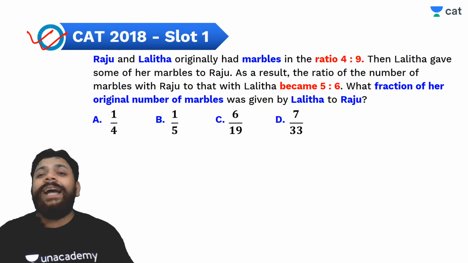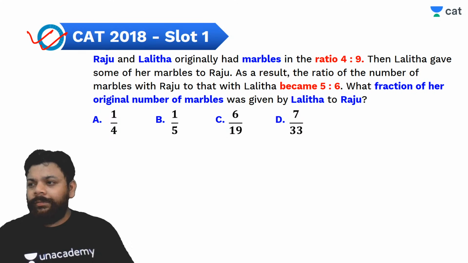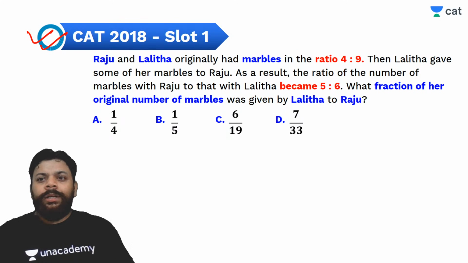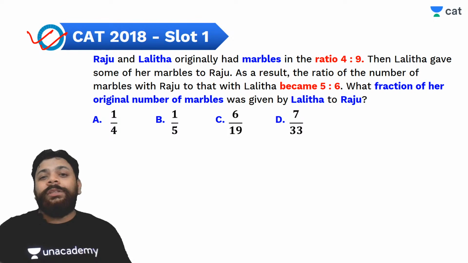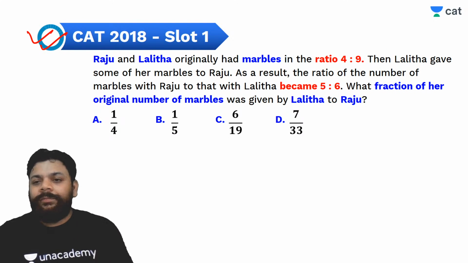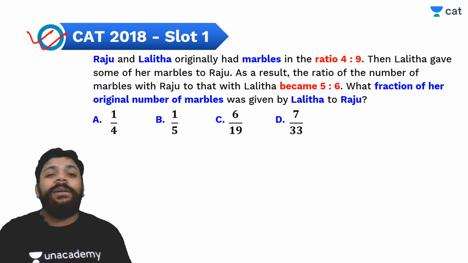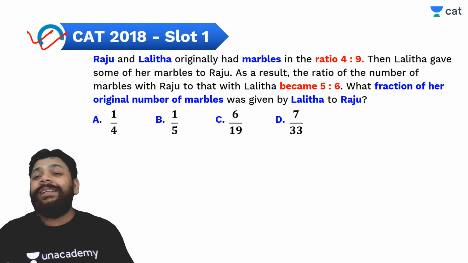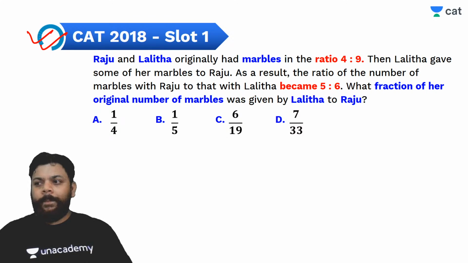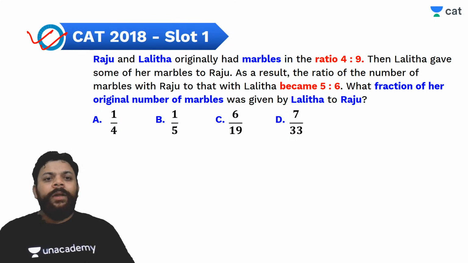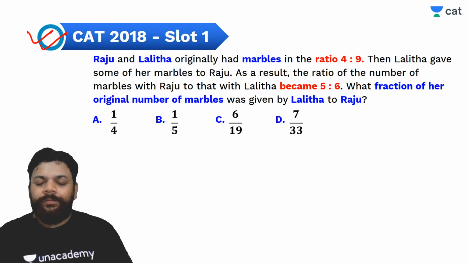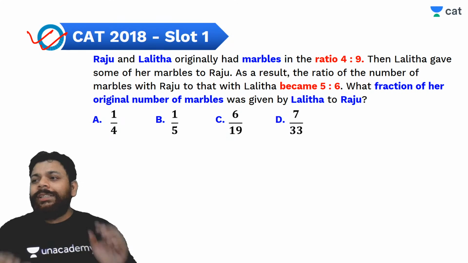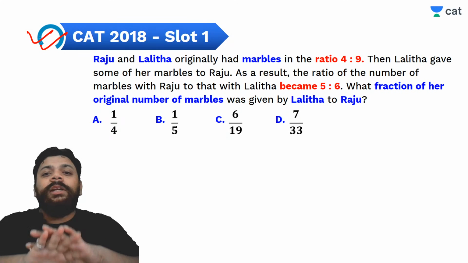Raju and Lalita originally had marbles in the ratio of 4:9. Then Lalita gave some of her marbles to Raju. As a result, the ratio of number of marbles with Raju to that with Lalita became 5:6. So what fraction of her original number of marbles was given by Lalita to Raju? Options are 1/4, 1/5, 6/19 and 7/33. So just tell me what you can assume as total number of marbles.